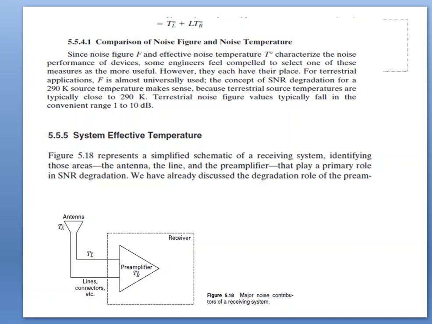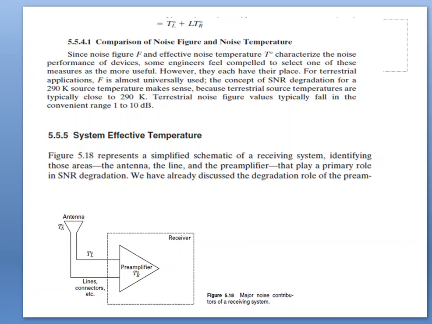For space applications, T0 is the more common figure of merit. The range of values for commercial systems is typically between 30 to 150 Kelvin, giving good resolution for comparing performance between the systems.